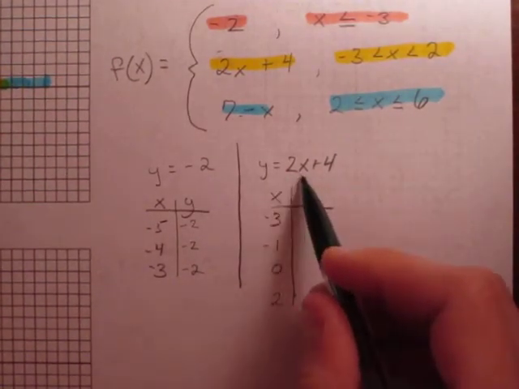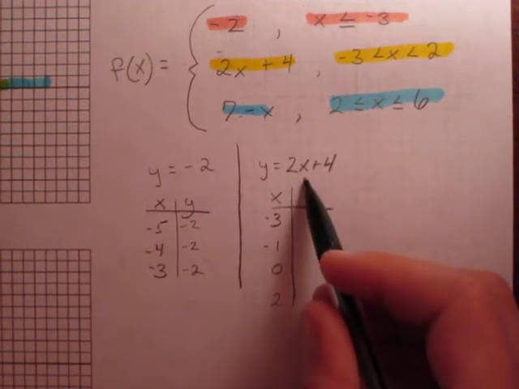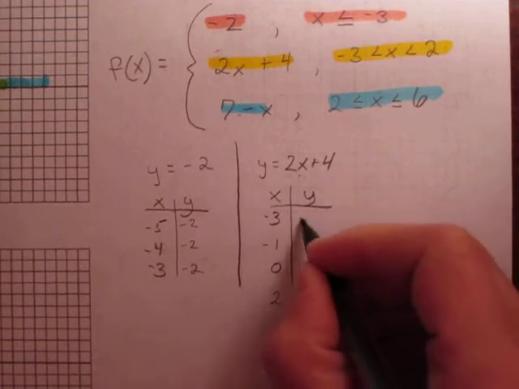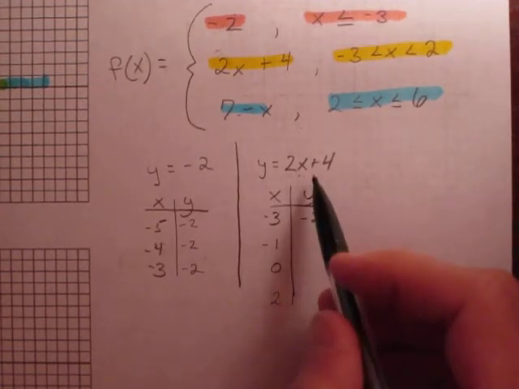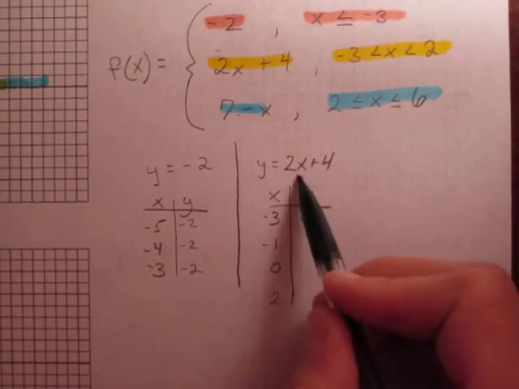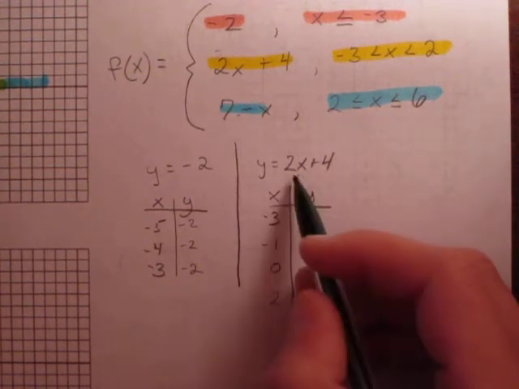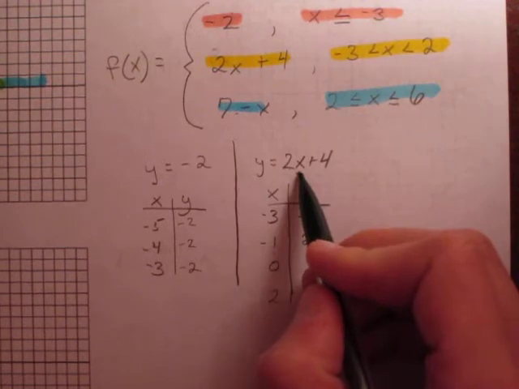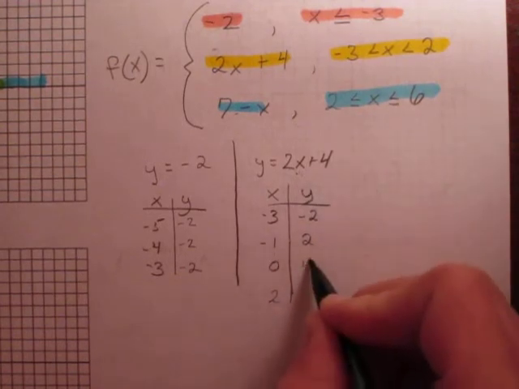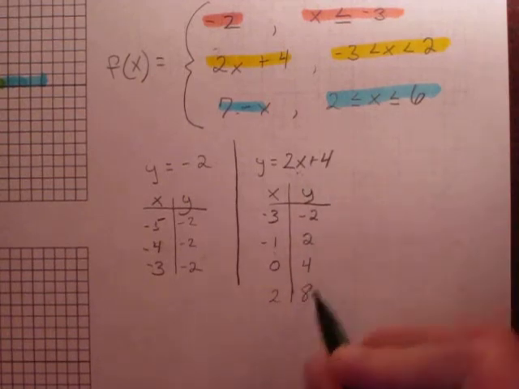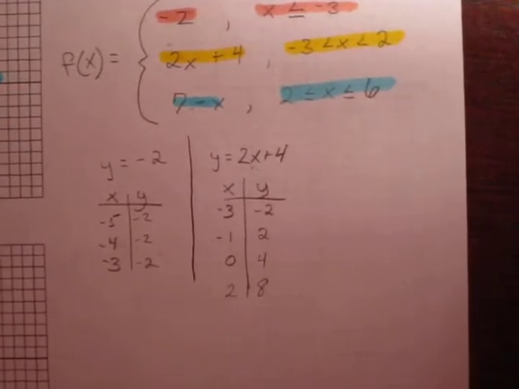And when I say 2 times x plus 4, when x is -3, 2 times -3 is -6, plus 4 is -2. 2 times -1 is -2, plus 4 is 2. 2 times 0 is 0, plus 4, that'll be 4. 2 times 2 is 4, plus 4 is 8. So that's how I will graph that function.